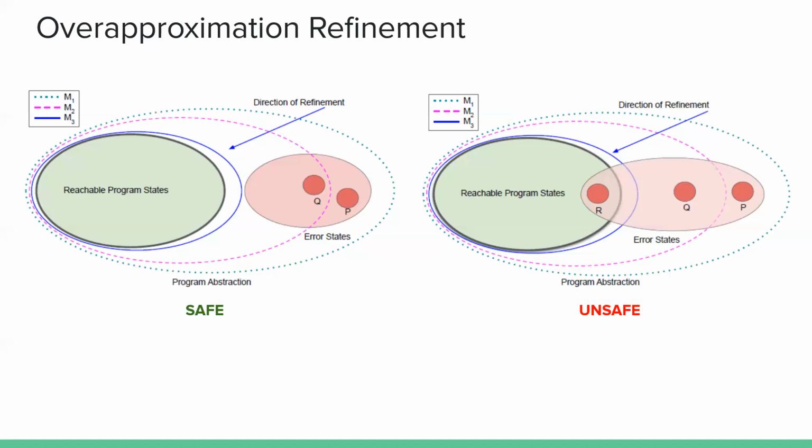So essentially, M3 is a superset of the original program's behaviors. So if no error state is reachable in M3, that means the original program is safe as well. On the other hand, in the right side figure, we see when we construct M3, an error state R is reachable in M3. And this error state R is a concrete error trace. Essentially, this means this R is a reachable program state for the original program. Therefore, we say that the program is unsafe.